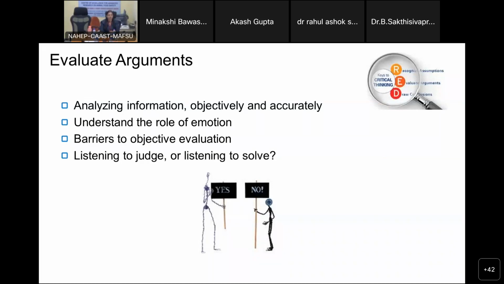Is there any difference in this? What is the difference? Anyone out there or out here? Yes? When I say listening to judge, what does that mean?